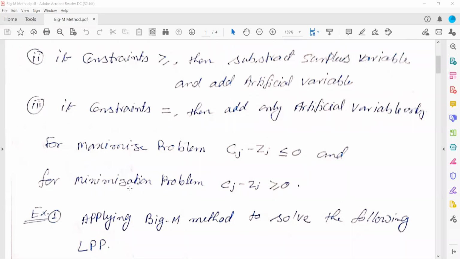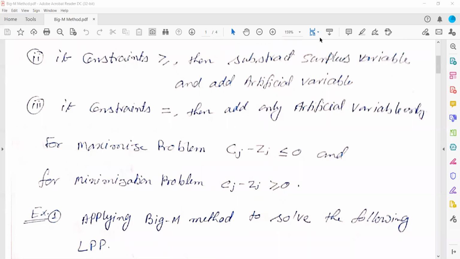If your problem is of minimization, then first you convert it to maximization. You can do it directly also. For that, whenever you calculate Cj minus Zj, you need to check whether all of them are equal to 0 or greater than or equal to 0 or not. No problem. If you don't want to convert to a maximization problem, then you can do it that way also. While checking Cj minus Zj, you need to check whether all are positive, greater than 0 or equal to 0. That's the simple thing.